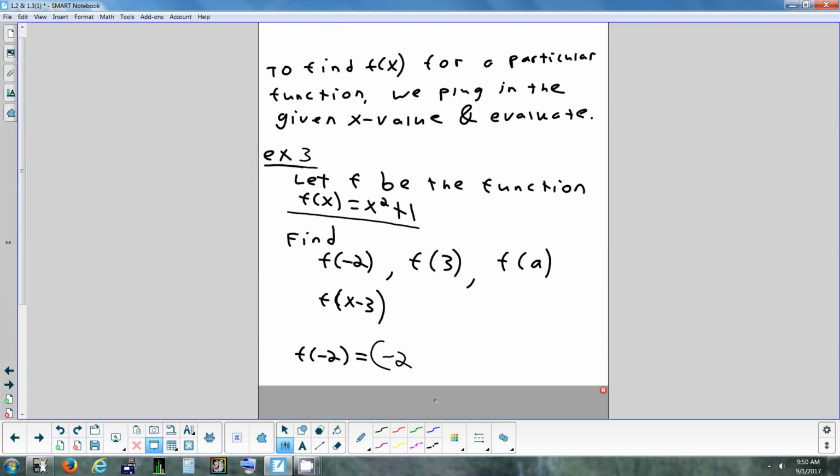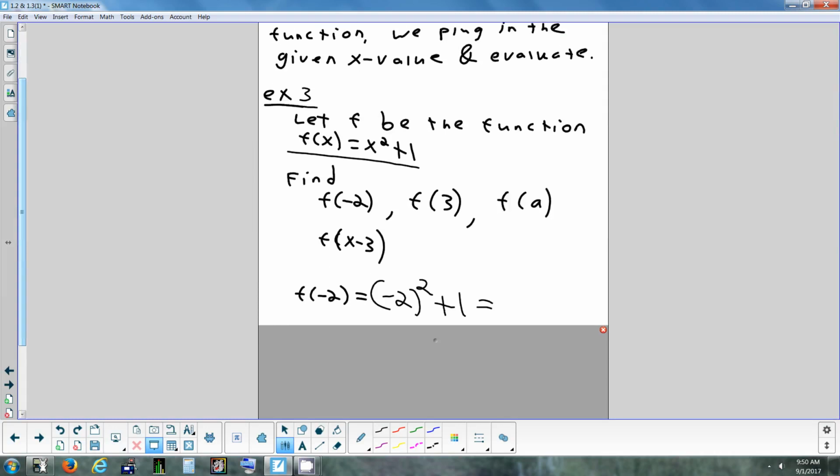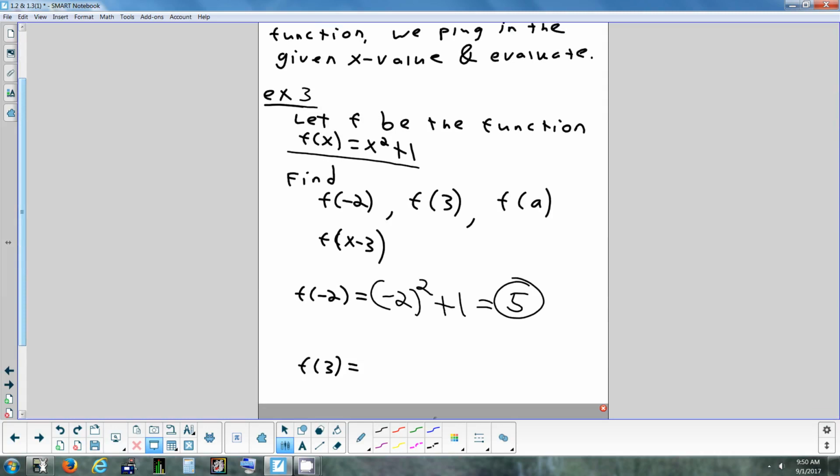So it would be something like this. Negative 2 squared plus 1. And what is negative 2 squared plus 1? Yeah, 5. Now you want me to plug in 3. Change x to 3. So now it's 3 squared plus 1, which is 10.